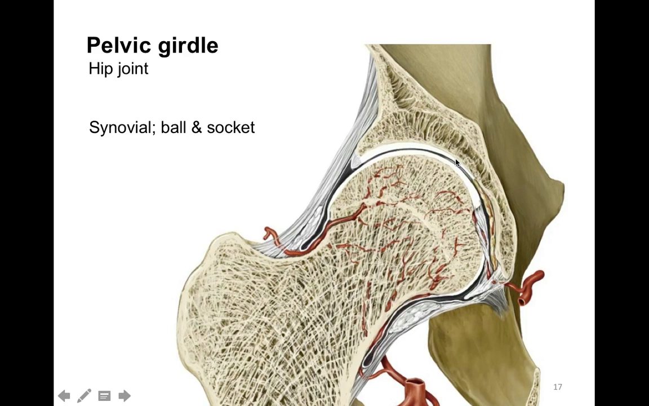And of the six types of synovial joint, the hip joint is a ball and socket, also known as a multi-axial joint, which means it has several degrees of motion and lots of movement offered at this joint. So we can really see the depth of the acetabulum as it articulates with the head of the femur. The ball is the head of the femur and the acetabulum is the socket.